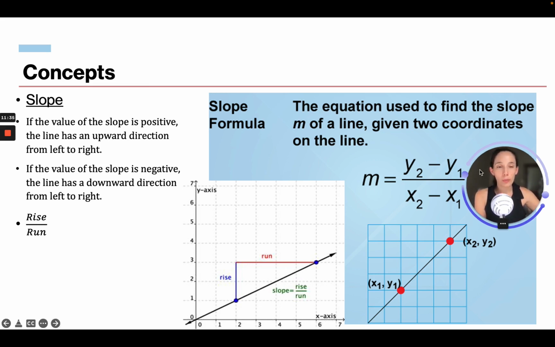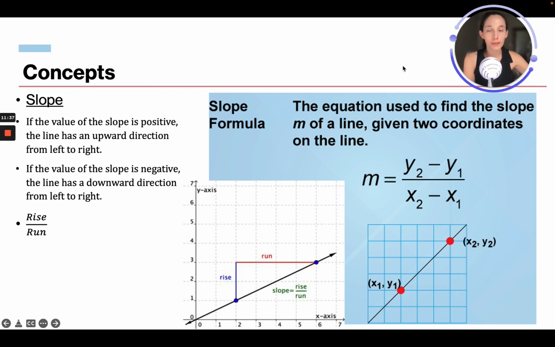So we're moving on to slopes. If the value of the slope is positive, the line has an upward direction from left to right. If the value of the slope is negative, the line has a downward direction from left to right. So it's rise over run. For example, this is a positive slope, right? It's going up. But say the slope was going this way. Well, that would be a negative slope. So that's sort of what that's talking about.